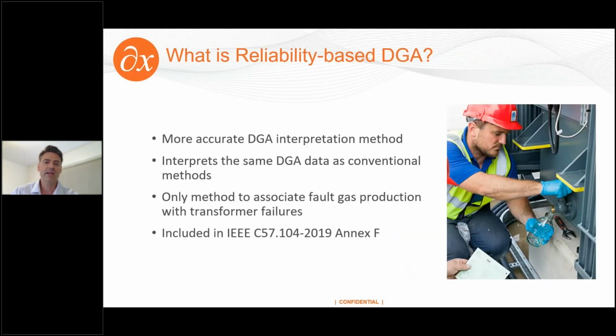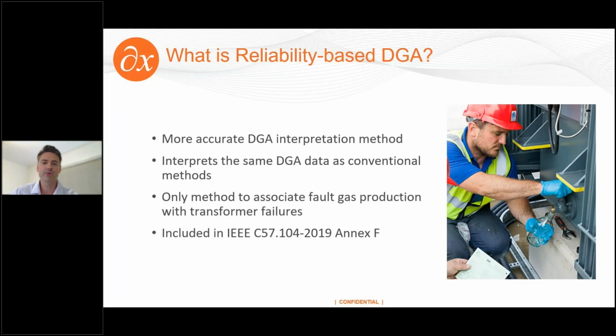We're going to look at what is the fundamental principle of DGA. Transformers are designed to function for a very long time without damaging or destroying the internal electrical insulation. Therefore, when insulation deterioration byproducts are being formed in a transformer beyond what is expected due to normal aging, then something is wrong. So what is reliability-based DGA?